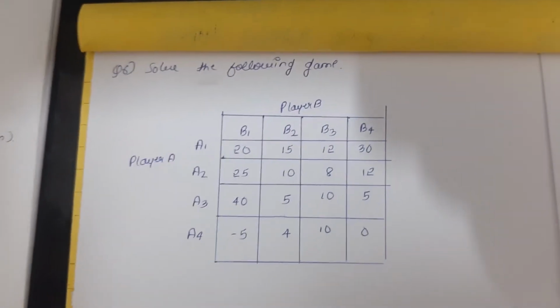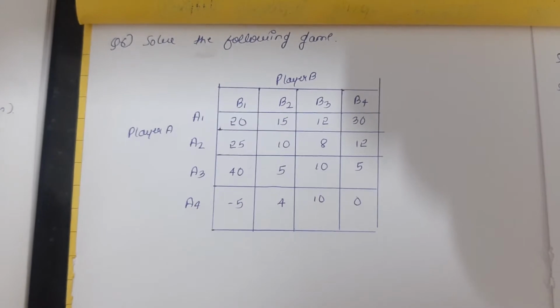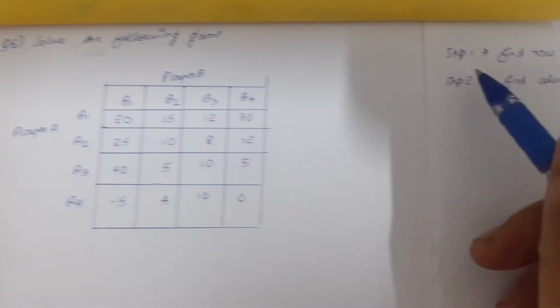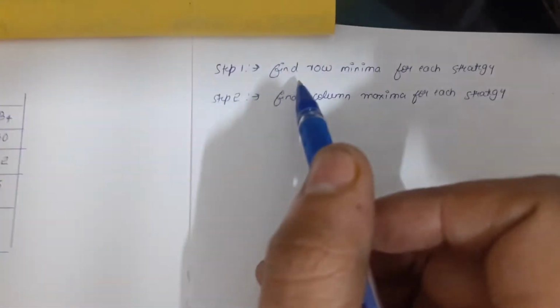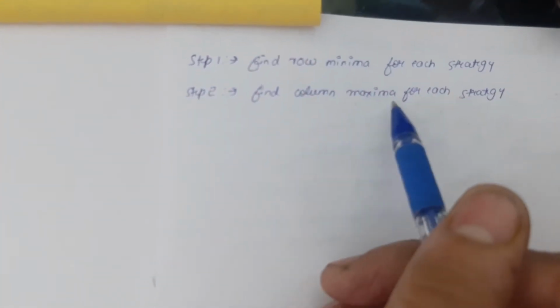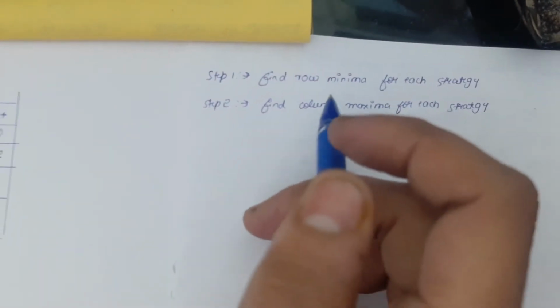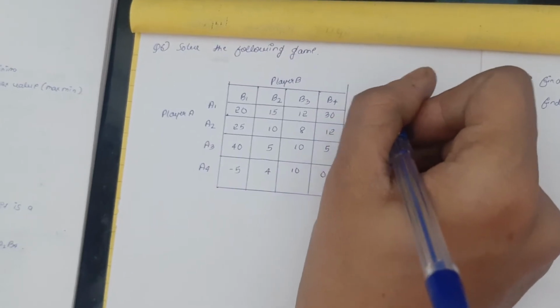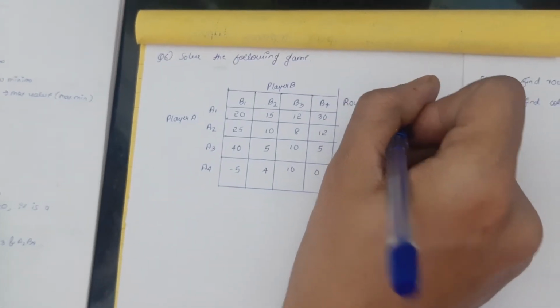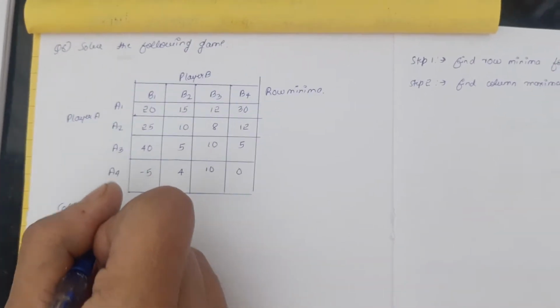Hello friends, we have the problem here. So to find the solution for this problem, let us look over the steps given here. Step 1, find the row minima for each strategy, and step 2, find the column maxima for each strategy. So we need these two data to find out the solution. So here row minima, and here we will write it as column maxima.